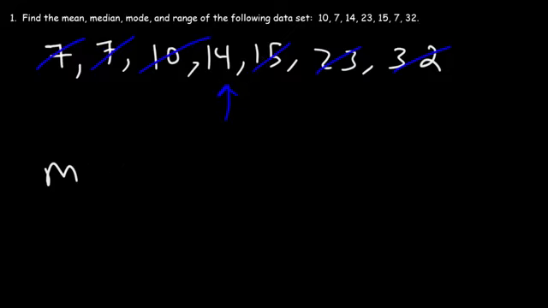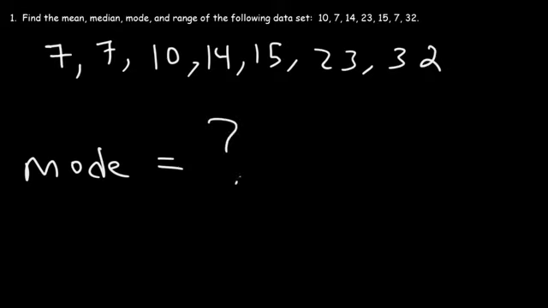Now what about the mode? What is the mode in this problem? The mode is simply the number that occurs the most frequently. It's basically the most frequent number in the data set. And notice that 7 appears twice in this data set. So 7 is the mode.